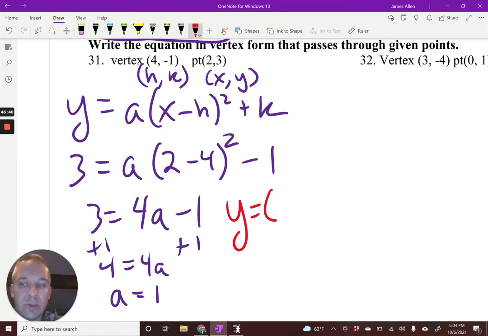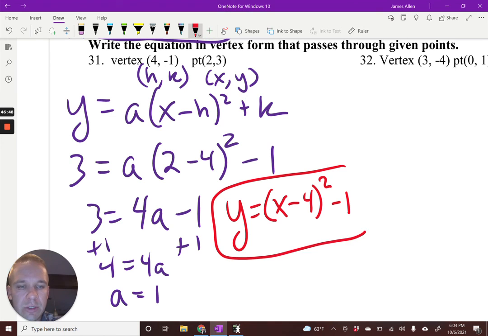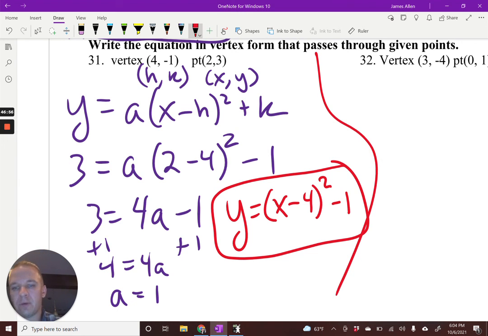1a. All right, so 1 for a, so I'll put nothing there. x minus 4 squared minus 1. This would be my final answer. If you threw a 1 right here, that's cool too. I'm not going to do it because I don't like how it looks. I don't need it. If I don't need it, why am I going to throw it there?